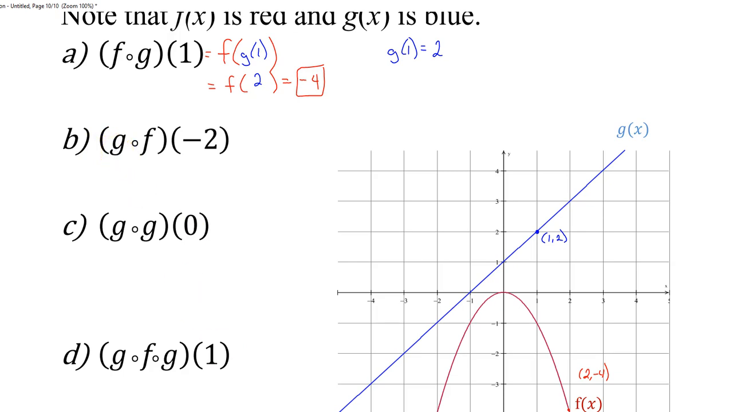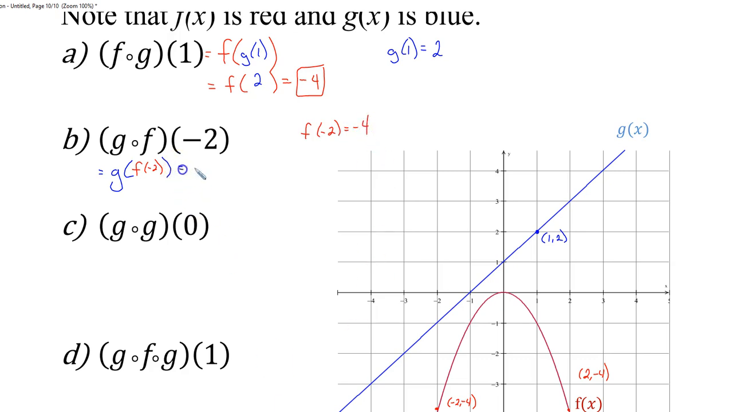Going to do this one, start with my first function, which again is going to be my outside function, so I need to find g of f of negative 2. So I go to negative 2 now on my x-axis. I'm going to go to my f function. You're going to have to trust me just a little bit on this one. This is the point (-2, -4). So as I look to find f of negative 2, this is going to have a value of negative 4.